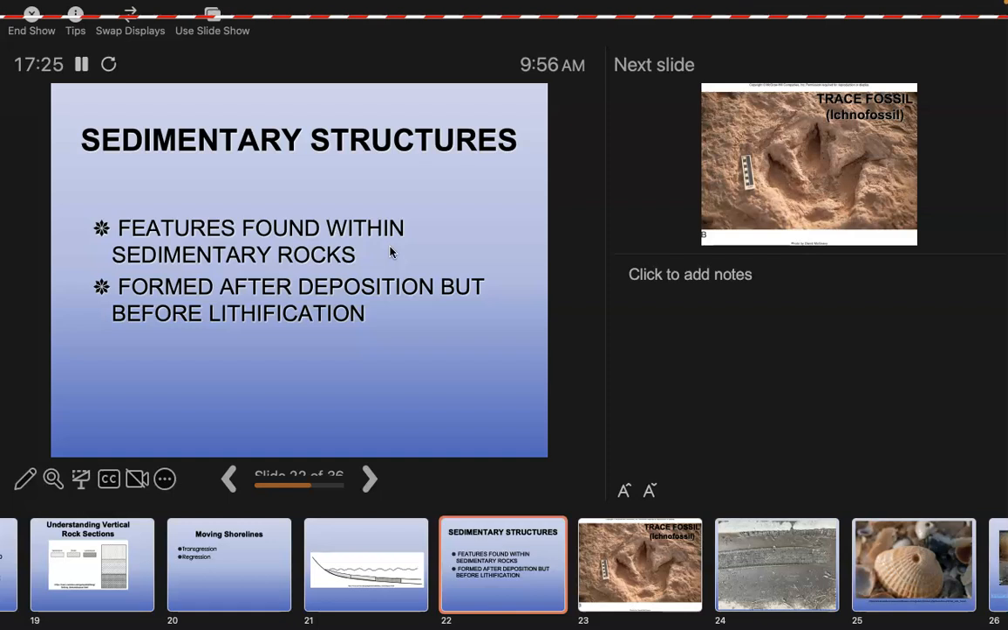You're going to be familiar with some of these. Some of these will be new. A little tech talk here, of course. These were formed after deposition, but before lithification. What does that mean? Well, the dirt had to be there, but we didn't want to turn it into a rock yet. Again, duh, but we got to say it. And again, it just helps us put a little context into the rocks.